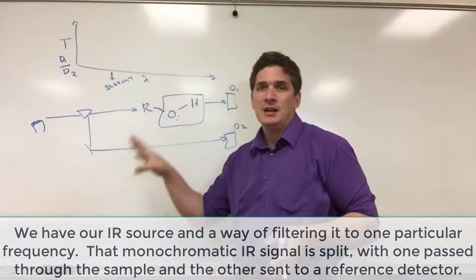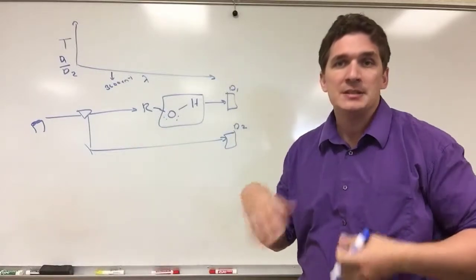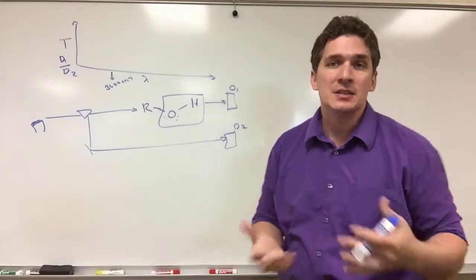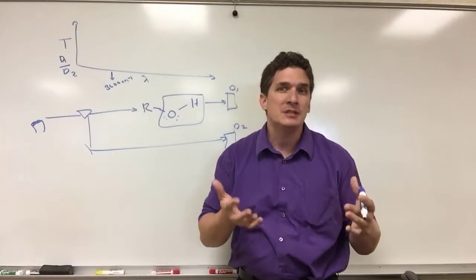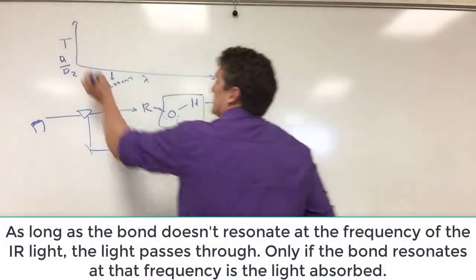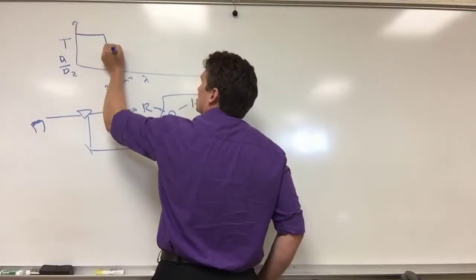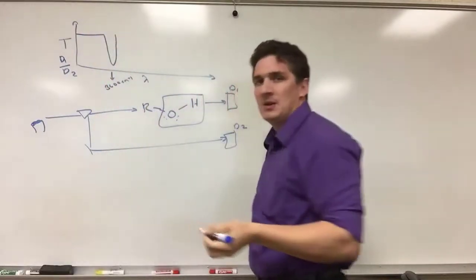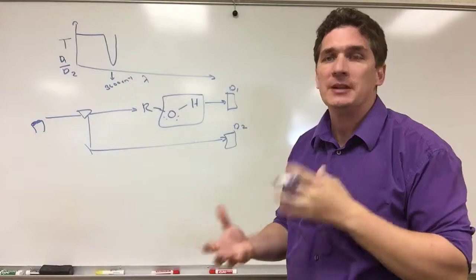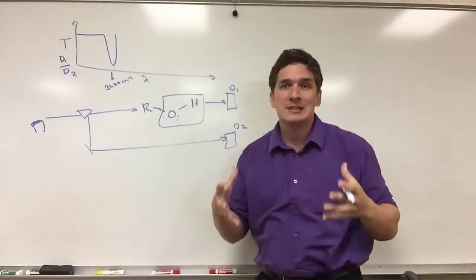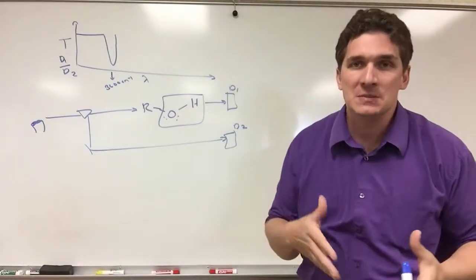Now, if we are not at the frequency at which this OH group vibrates, it doesn't absorb. They don't resonate. So that's what we're doing with infrared: we're looking for where the bond resonates and absorbs. Nothing's going to happen for a while, and then all of a sudden when we get to 3600, we're going to see a dip. And we're going to see a dip because the OH group is absorbing this light now. We're no longer seeing 100% transmission.